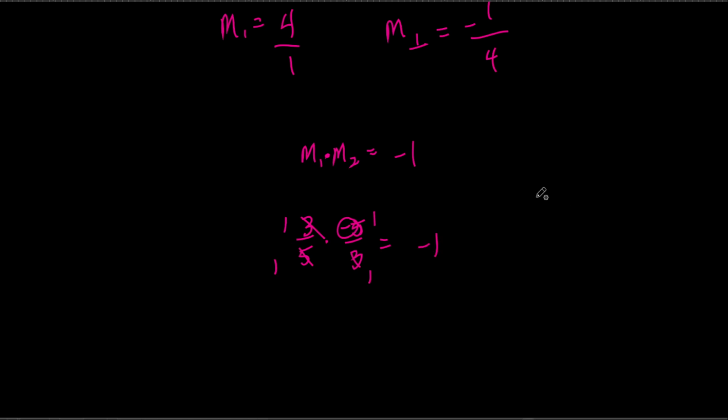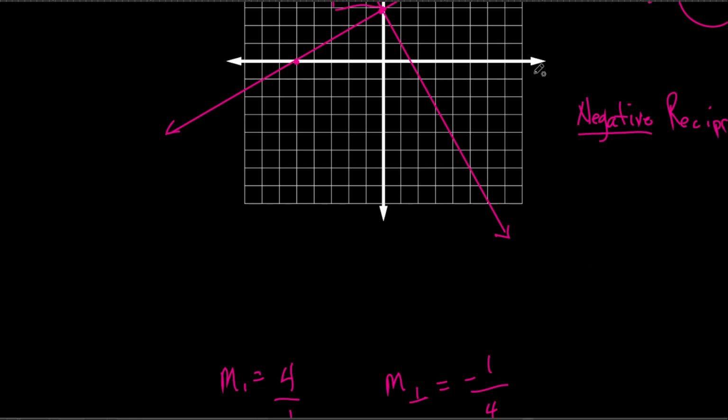What about that 4 and -1/4? Does that work as well? 4 times -1/4? Yeah, absolutely. I get a -1. Every time, if I take the slopes of two lines that are perpendicular to each other, their slopes will multiply. The product of their slopes will be -1. Okay? That's the way they talk about it in the book. I kind of like to think of them as being negative reciprocals. All right? Either way, it works.